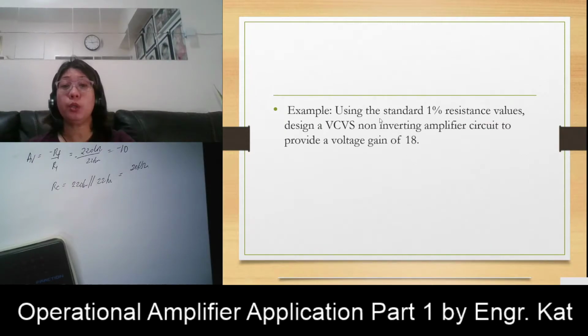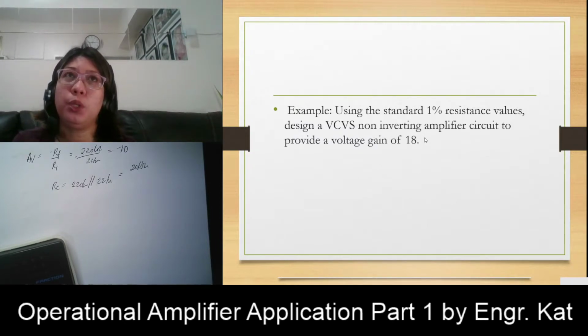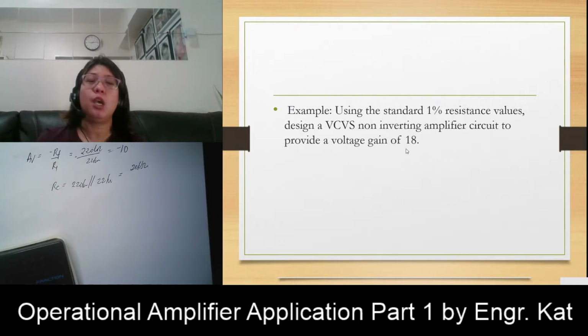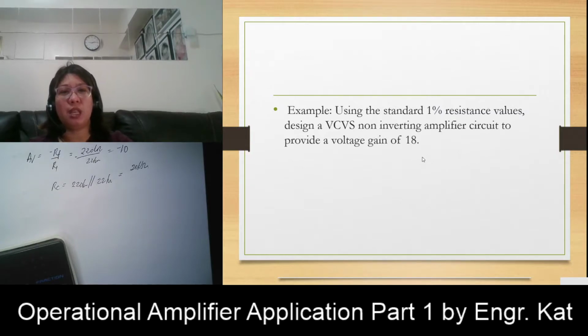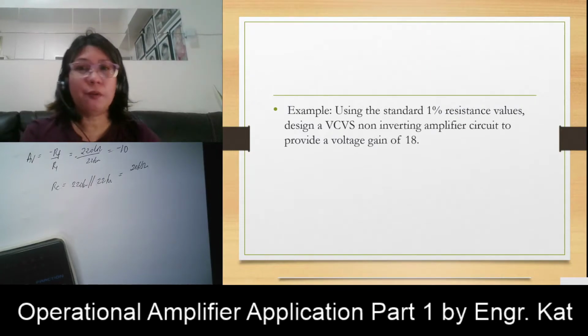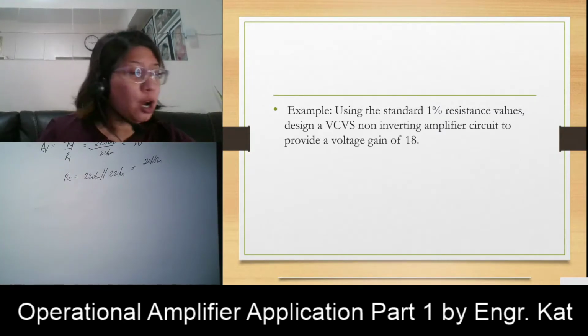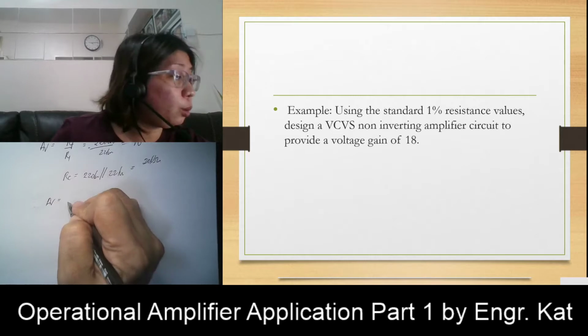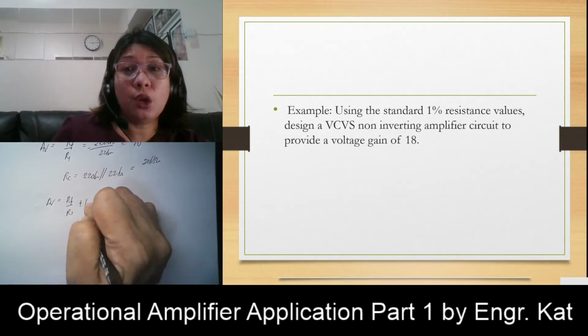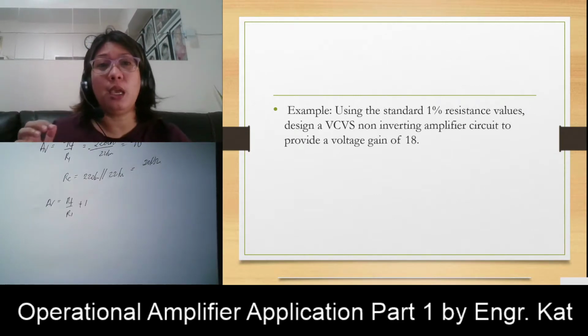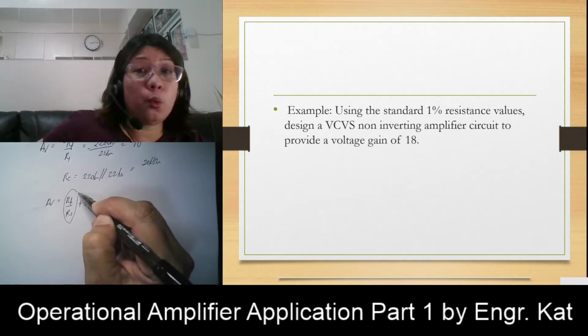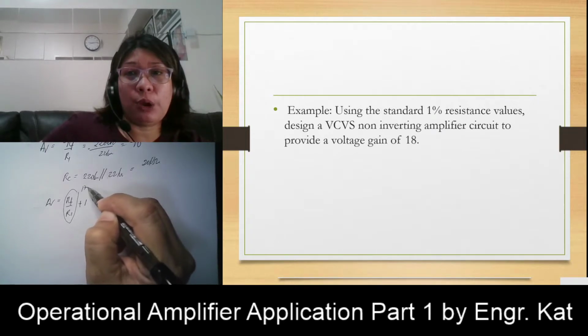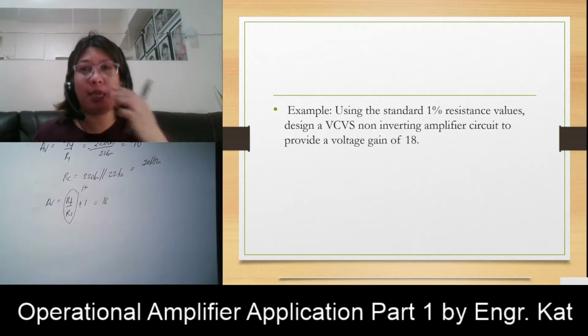So we have here, using the standard 1% resistance values, design a VCVS non-inverting amplifier. What do we mean by non-inverting amplifier? In this case, we have to place your input at the non-inverting terminal, to provide a voltage gain of 18. Remember that for a non-inverting amplifier, your voltage gain is equal to RF over R1 plus 1. So we need a combination wherein your RF over R1 must be equivalent to 17, so that if we add 1, your resulting gain is 18.